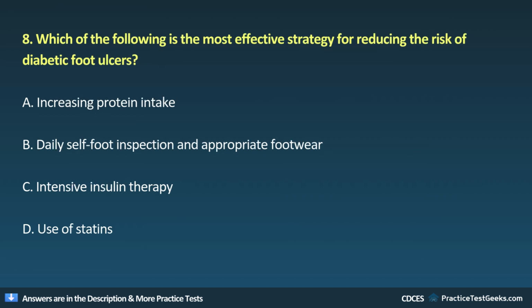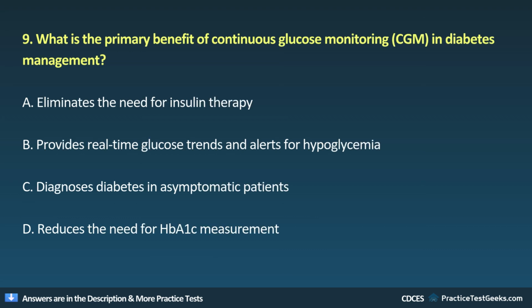8. Which of the following is the most effective strategy for reducing the risk of diabetic foot ulcers? A. Increasing protein intake. B. Daily self-foot inspection and appropriate footwear. C. Intensive insulin therapy. D. Use of statins.